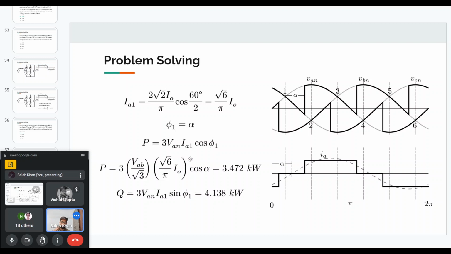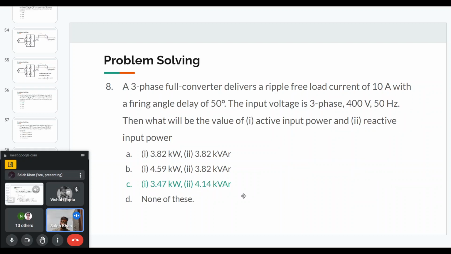So that you can get the cosine of phi 1, and phi 1 in this case is alpha. All of these you know, because you are given the supply voltage, the load current, and the firing angle. If you substitute all these values, you will get an active power of 3.47 kilowatt. Similarly, instead of cosine, if you have a sine, you can get the reactive power also. It will be 4.13 or 1314 kilowatt. So this is the answer to this question.